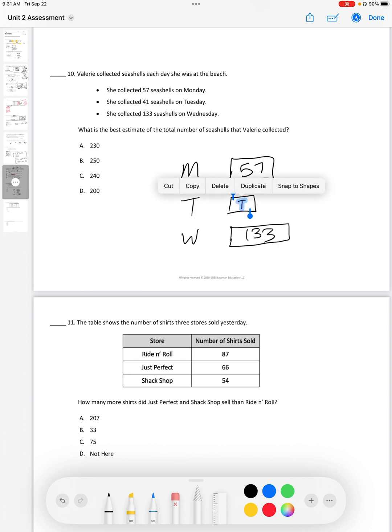Will that go away? Yes, it will. Okay, Tuesday was 41 seashells. Okay, let's read the rest of the problem. What is the best estimate of the total number of seashells that she collected?